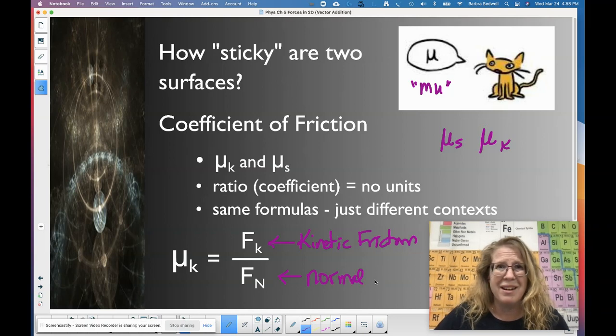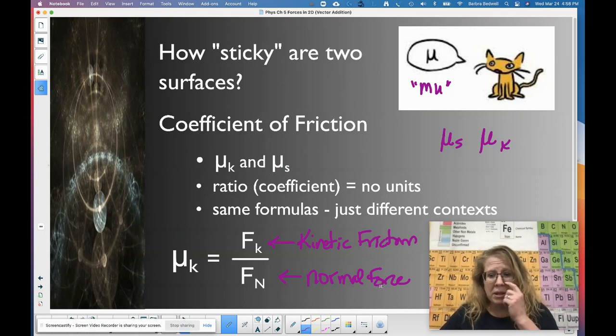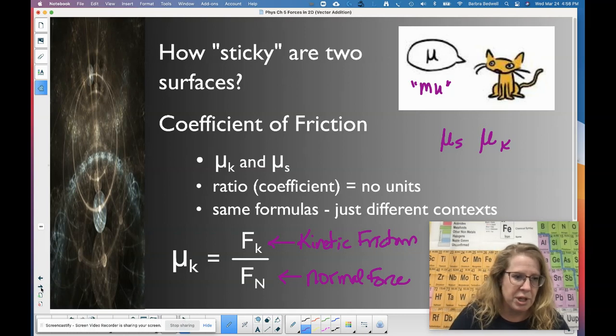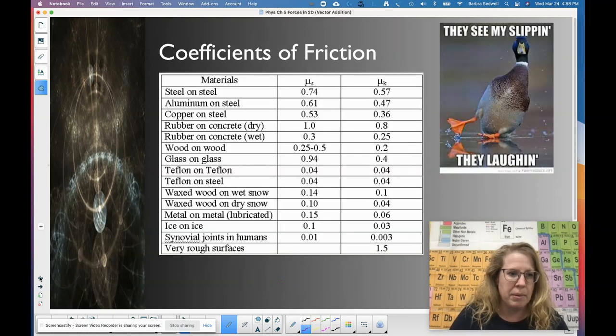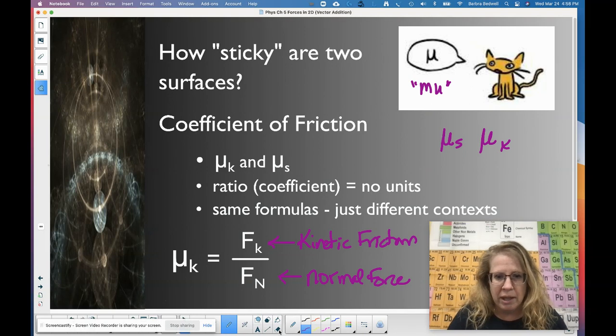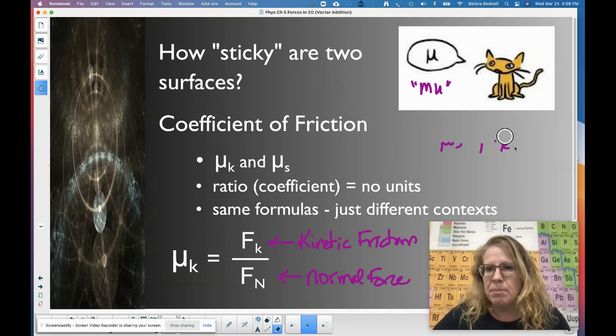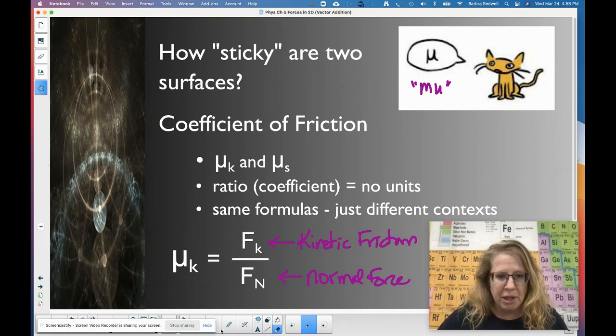Well, what are these things? So, kinetic friction force divided by the normal force. We'll take a look at this on a diagram in terms of what these forces are. Let me draw it really quick right here. Give me a moment. So what are these two particular forces?